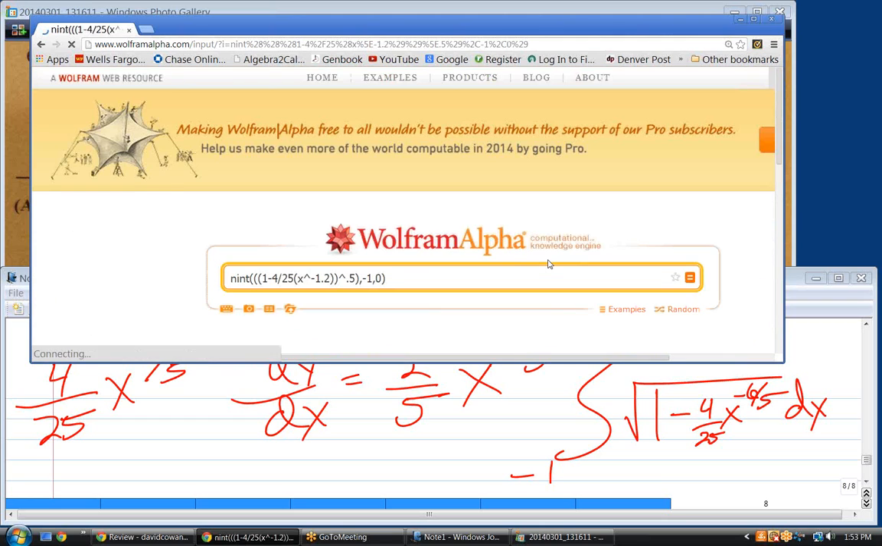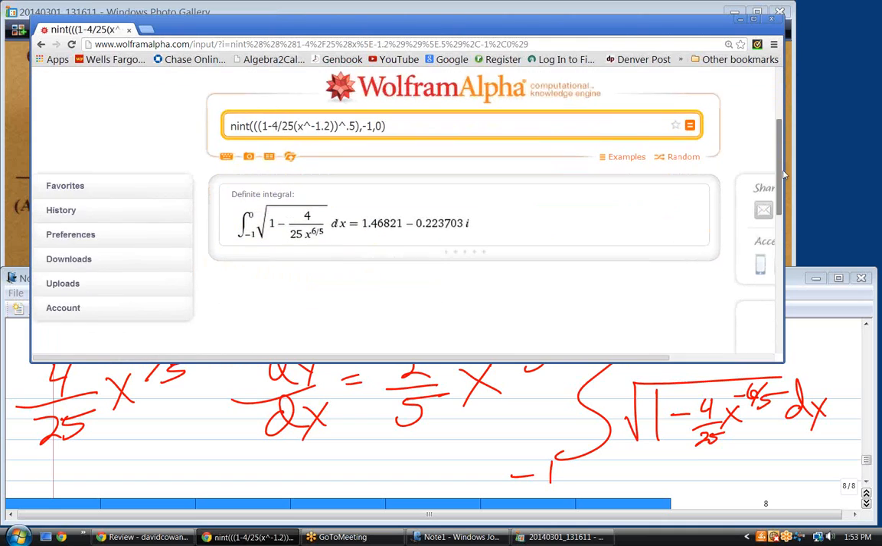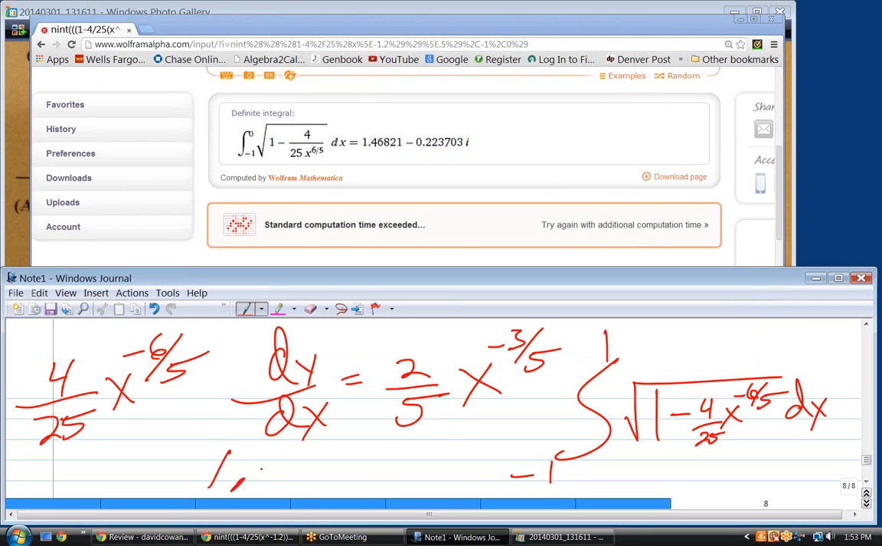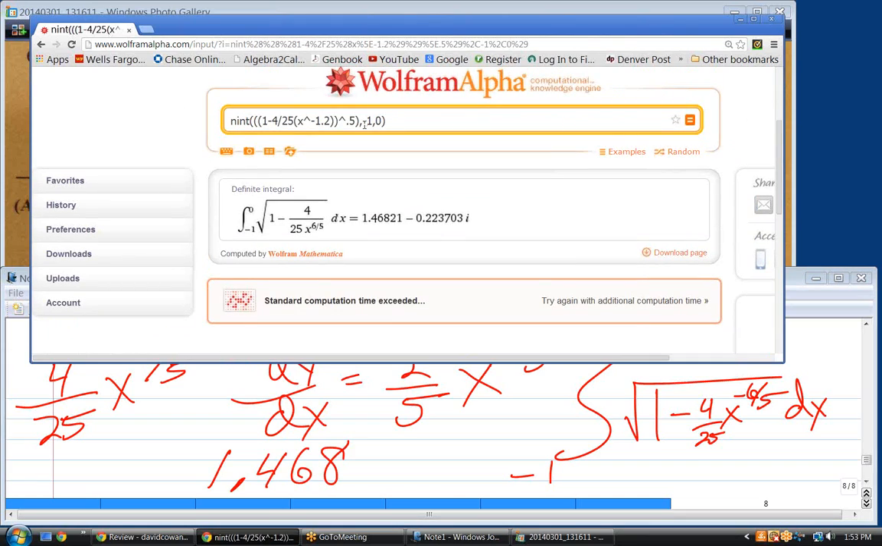So going from -1 to 0 gives us a length of, I don't like that imaginary part, but standard length exceeded also. Well, I'll take the real part. And then let's go back and do it from 0 to 1.